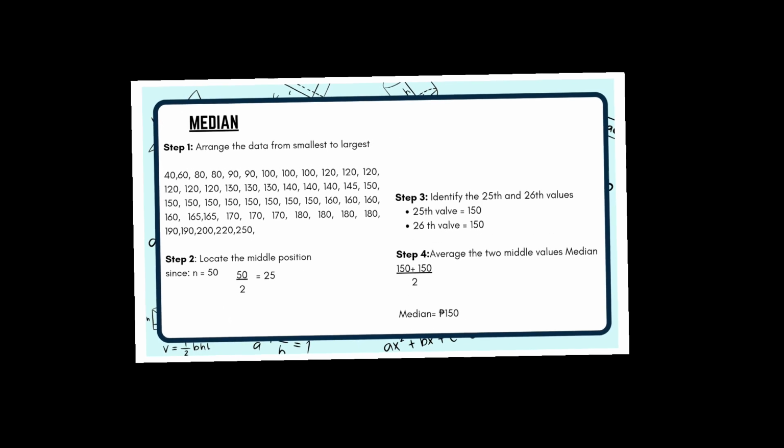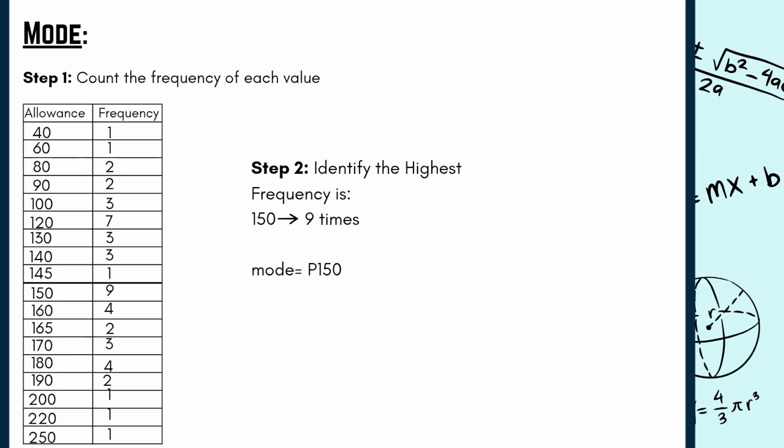Next, let us proceed to the mode. The mode is the value that appears most frequently in the data set. We counted how many times each allowance appeared. After counting the frequencies, we found that 150 pesos appeared 9 times, which is the highest frequency among all values. Since 150 pesos appears the most number of times, it is considered the mode. Therefore, the mode is 150 pesos.